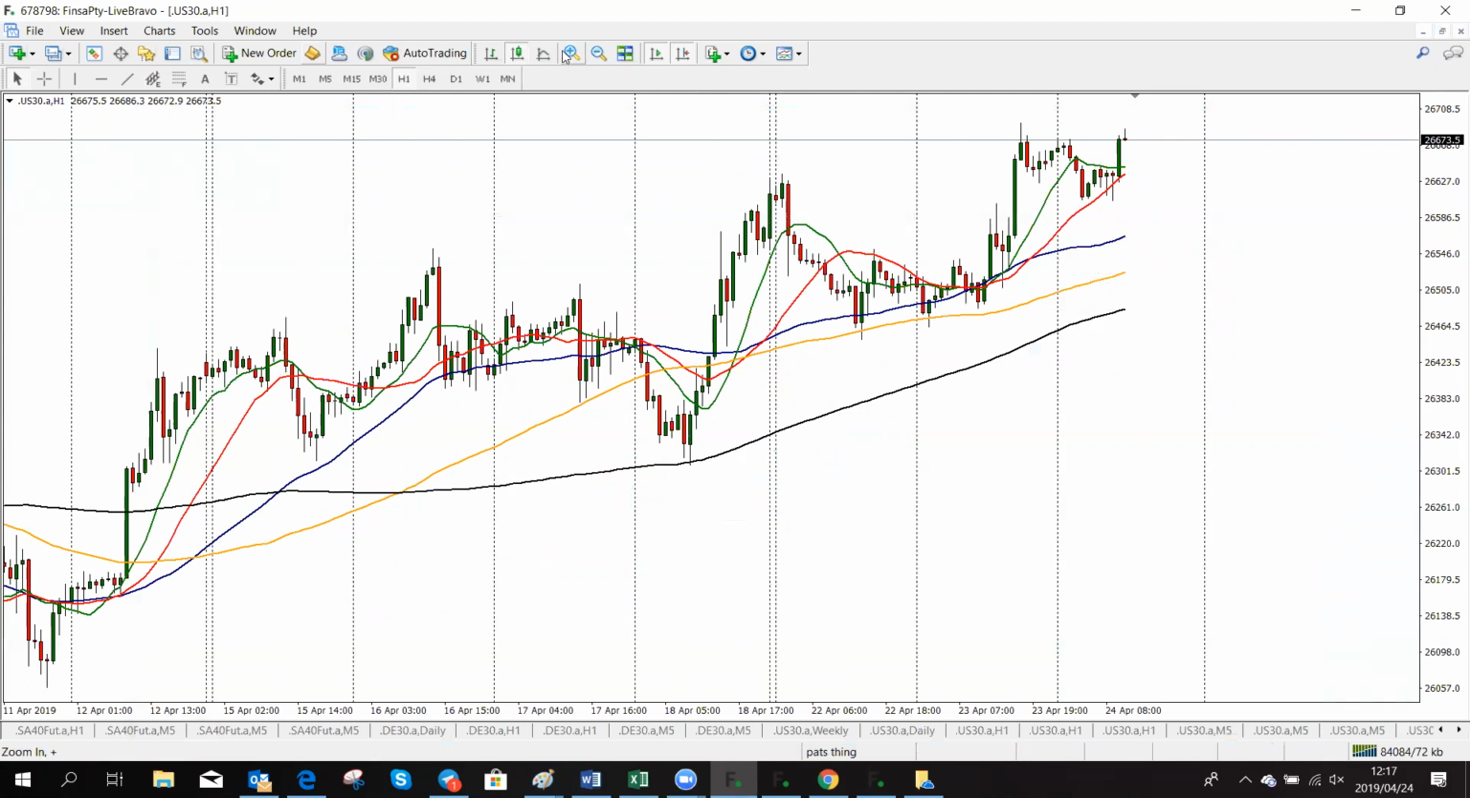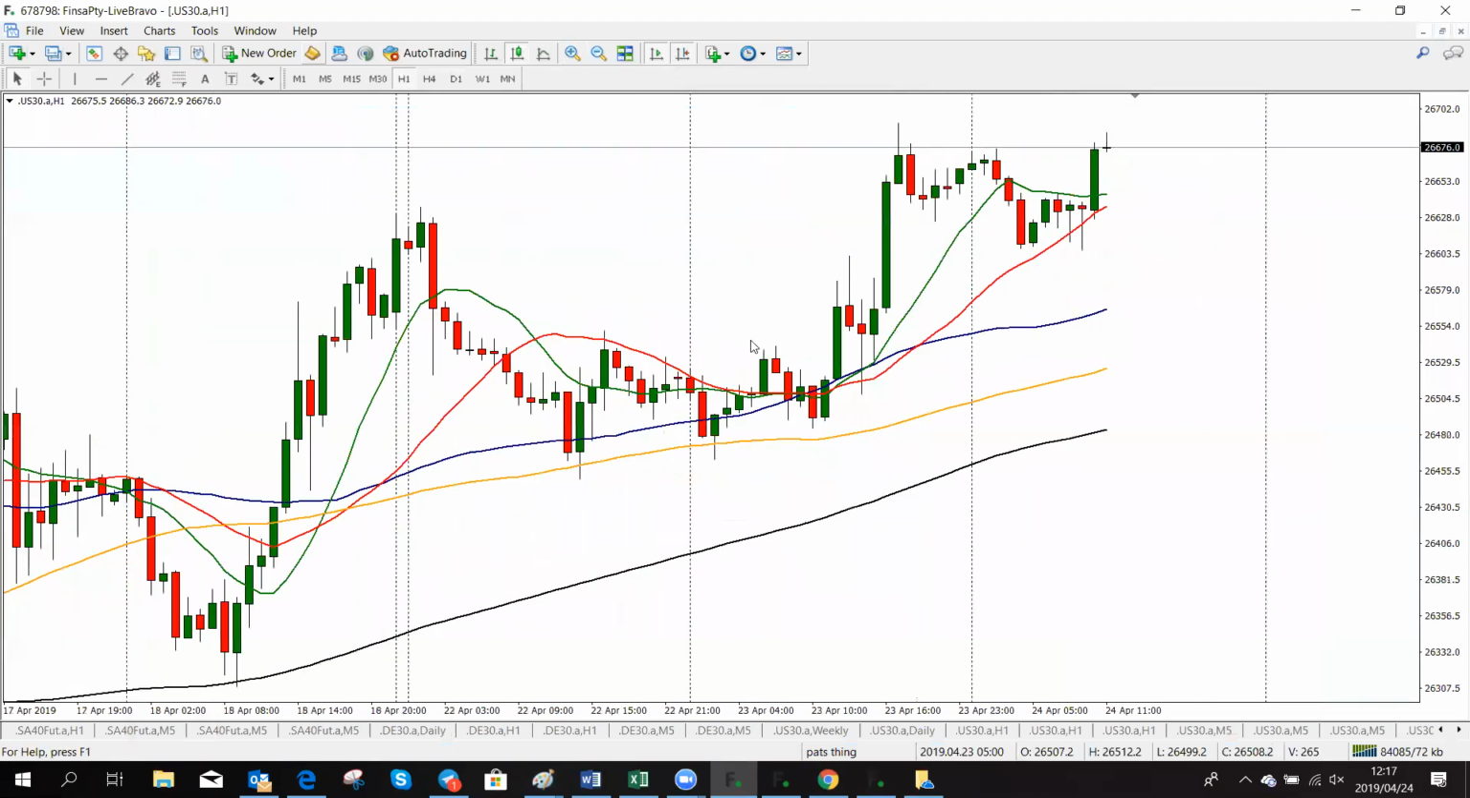Let's just zoom in here. So first of all, let's just look at Monday. Down through the green to the red to the blue, and we hit the orange, bounced off the orange. Up above the blue, green, red. Now this becomes important. Can you see that these moving averages in this period here are not in order?